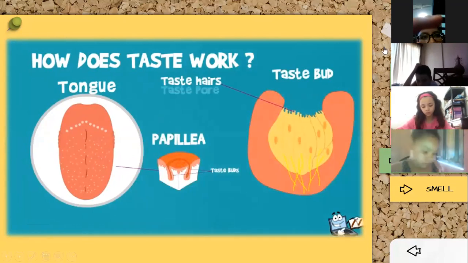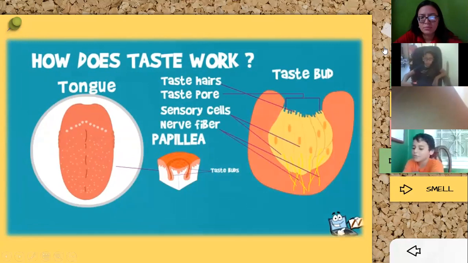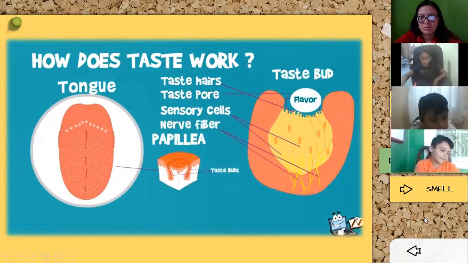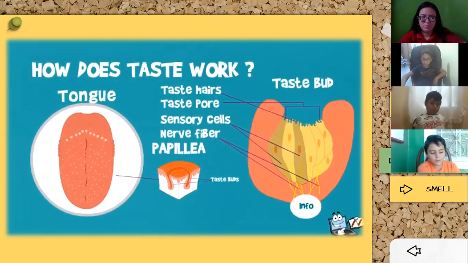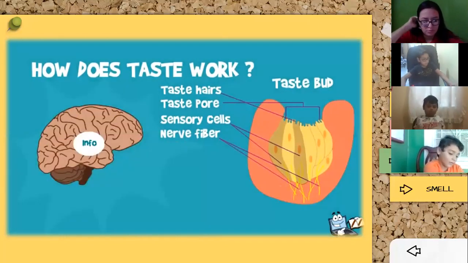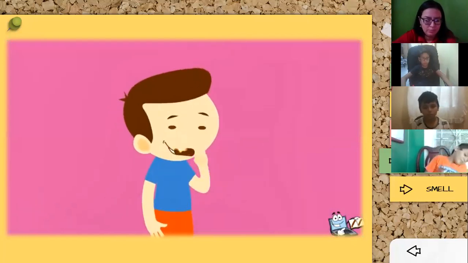The taste buds are located on the walls of papillae. They have the taste hairs, taste pores, sensory cells, and the nerve fibers. A flavor enters in the taste pore, and sensory cells analyze the flavor and send the information about it to the nerve fibers. They send the details to the brain, and thus we know the flavor that we tasted. Now you know how you come to know the flavor of your favorite ice cream.